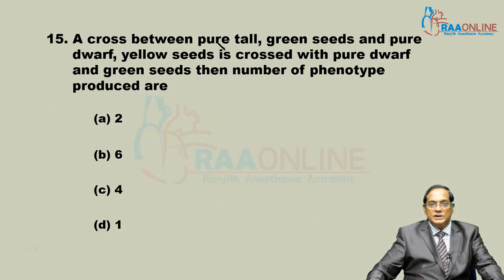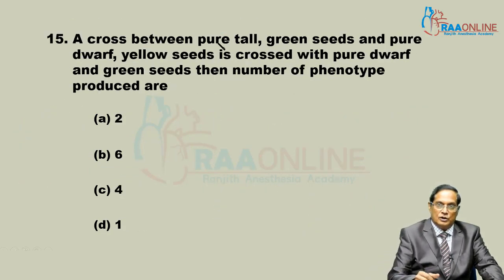Then a cross between pure tall, that is capital T, and green seed. Green seed is recessive. The green color of a seed is recessive.